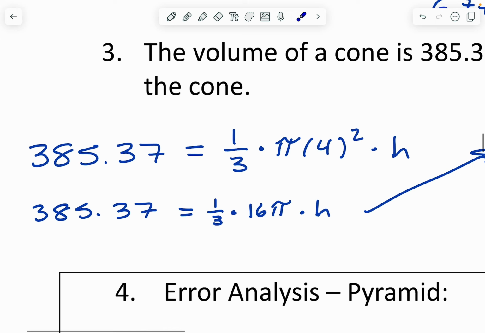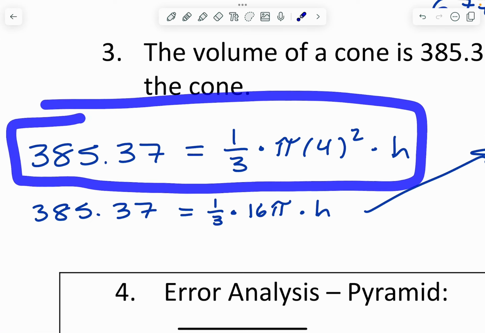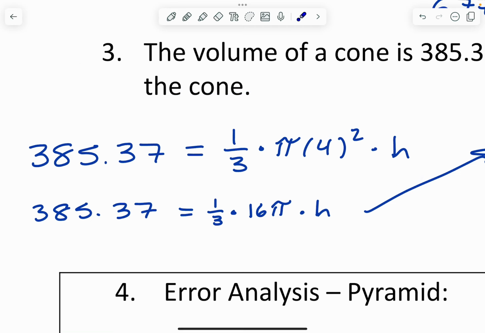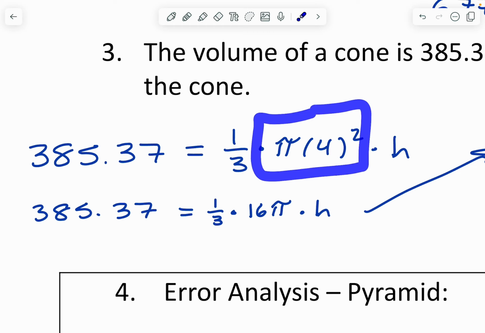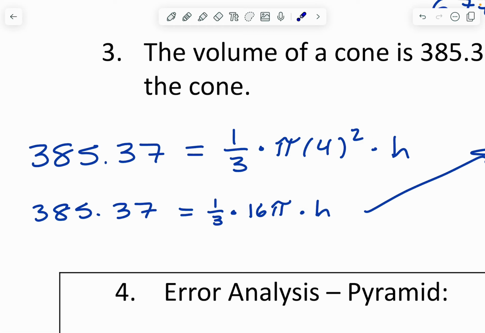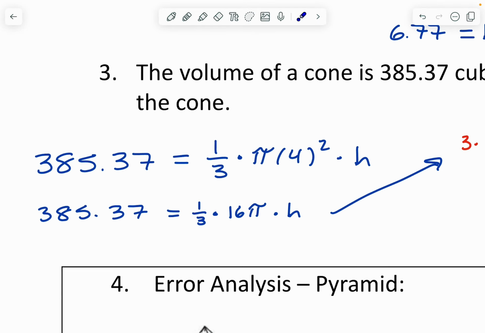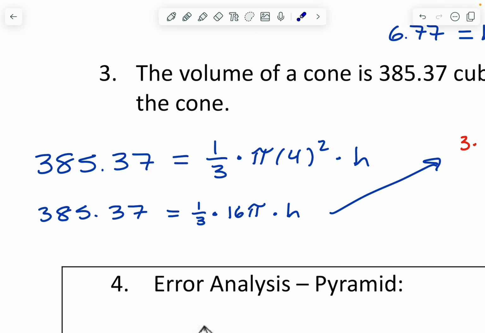My first step would just be substitute what you know. I know the volume. I know what the radius is. Substitute those in. Pi times 4 squared is 16. Right here with where I'm at, my first step is going to be to deal with this fraction. What's the best way to deal with that fraction?